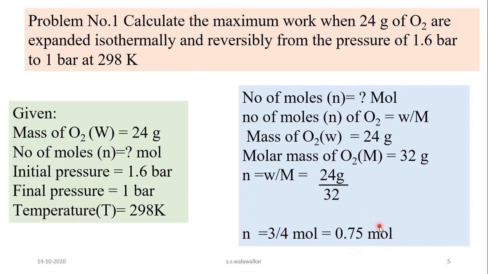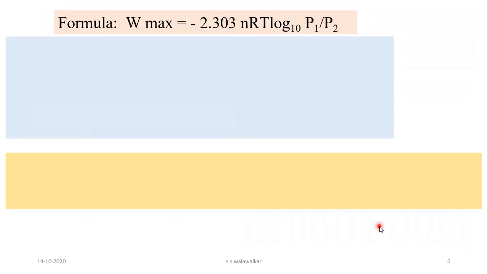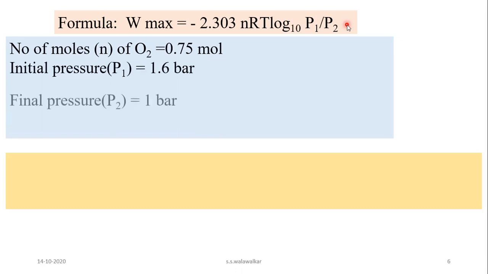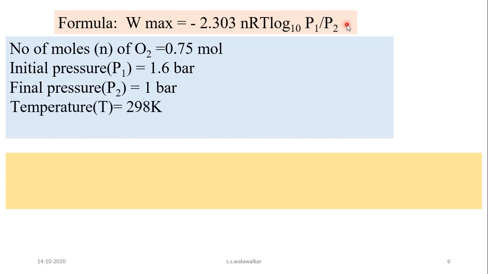Now we will substitute these values in the formula. The required formula to solve this problem, as a pressure change is there, is W maximum equal to minus 2.303 nRT log to the base 10 P1 upon P2. Number of moles 0.75, initial pressure 1.6 bar, final pressure 1 bar, temperature 298 Kelvin, and gas constant R is equal to 8.314 joules per Kelvin per mole.